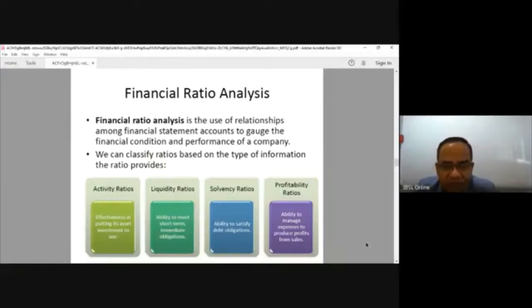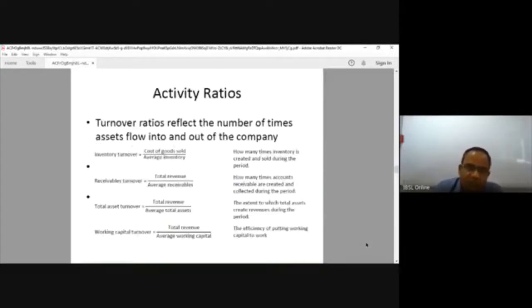The other one is the solvency ratios, the ability to satisfy debt obligations, whether they can meet the debt obligation. And the other one is profitability ratios. In profitability, you will look at net profit, gross profit, all these profitability ratios. So those are the 4 ways you are going to look at your ratios.